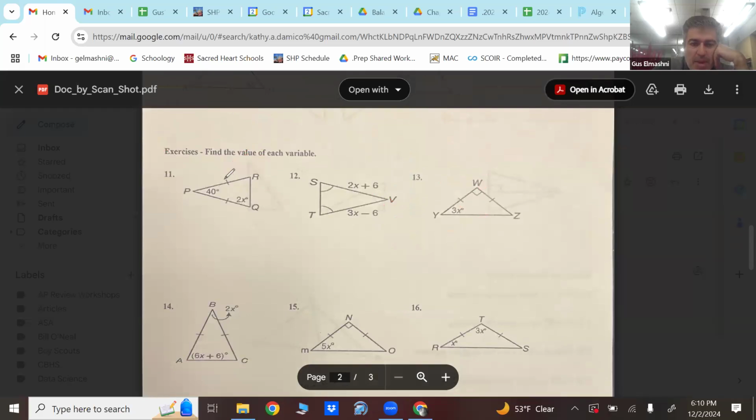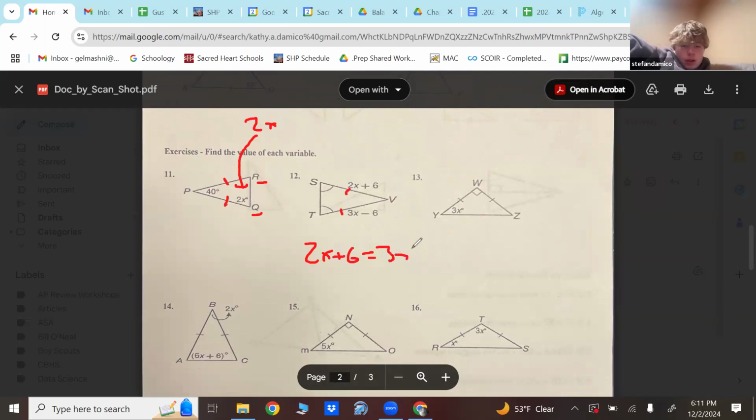All right, remember if these are the same, then R and Q are the same. So this has to be 2x. And if these are the same, these are the same. So 2x plus 6 is equal to 3x minus 6. And if all this is the same, then that's also 3x.